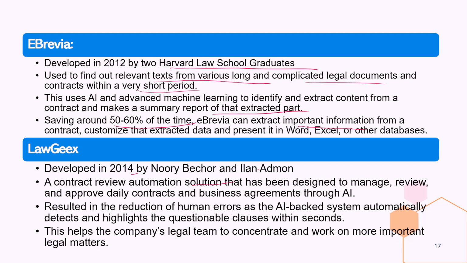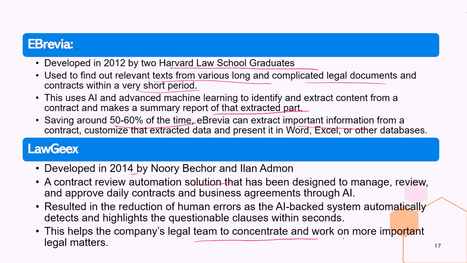So most of these tools, if you look carefully and see the pattern, are on contracts, or solutions to manage, review and approve the daily contracts of people. It resulted in the reduction of human errors, and this helps a company's legal team to concentrate and work on more important legal matters. So these mostly are on contractual arrangements, but there can be similar customized tools catering to other fields of law as well, except contracts, because there are many tools available on the contract.